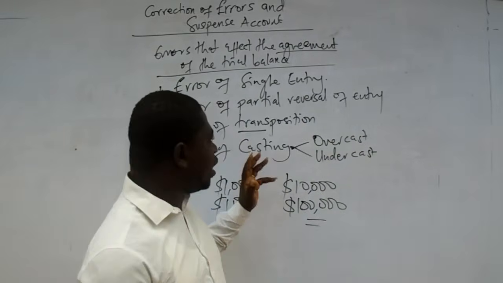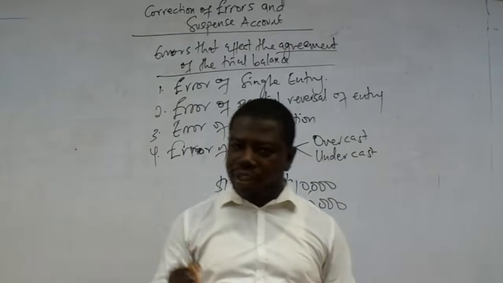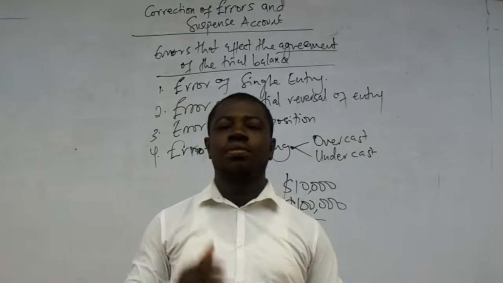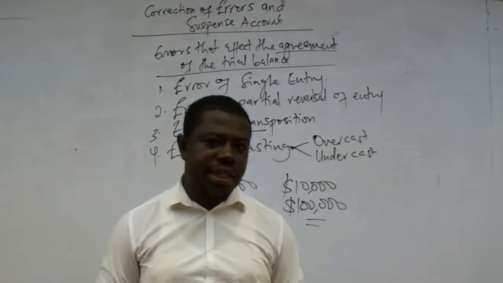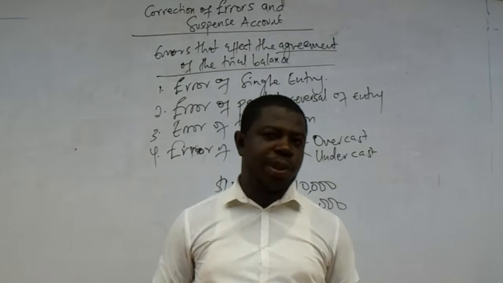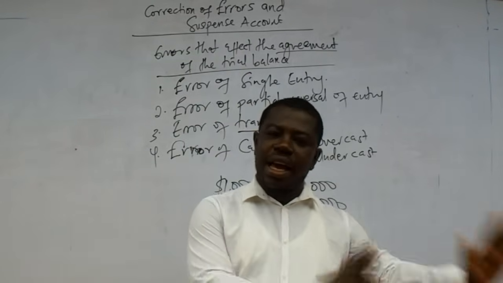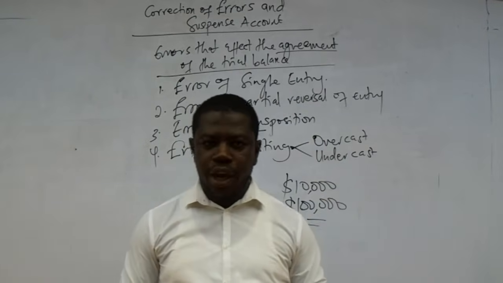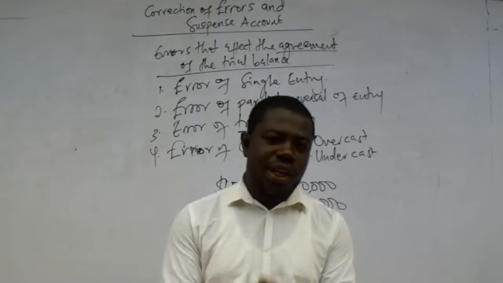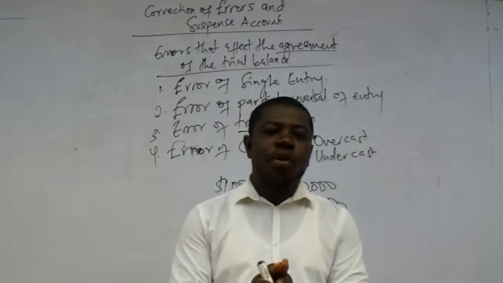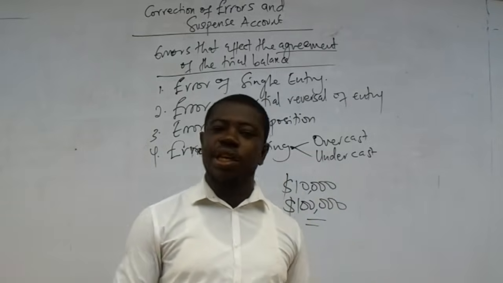Now, taking note of these four errors, I would want to add that these four errors will be corrected by means of a suspense account. Errors that affect the agreement of the trial balance will be corrected with the suspense account because most often they do not have other corresponding entries to be made. So for all these entries that you enter on the side of the account, the name or the narration for the account is always suspense. You will understand this as we take examples.